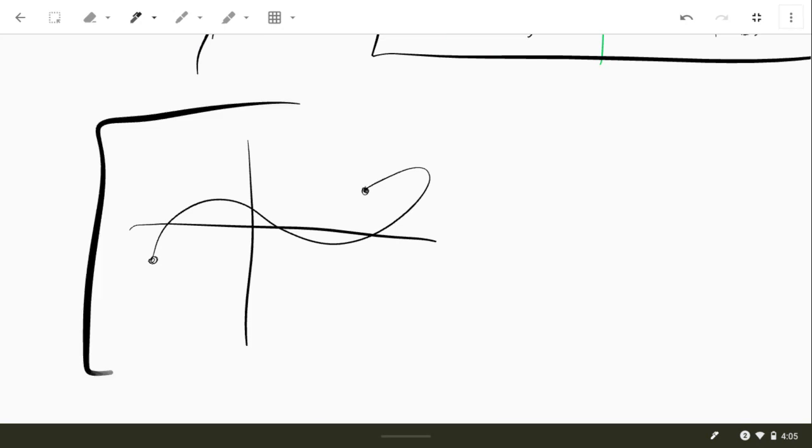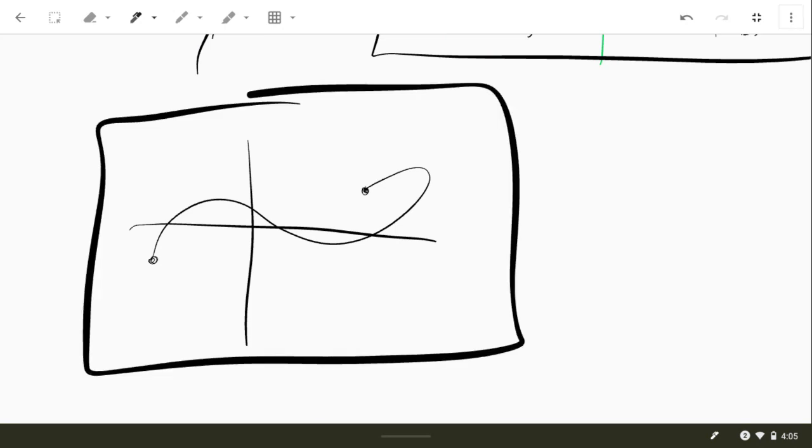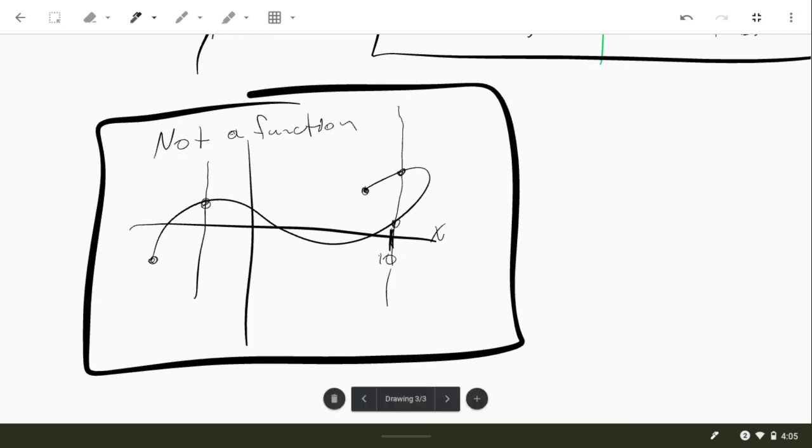This graph right here is not a function, and the reason why is because of this spot right here. I don't know what that is, maybe that might be 10 for x. But if you draw a vertical line and it crosses the graph more than once, all right, this one only crosses twice, but if there's any place on the graph where you can do that, that means that that graph is not a function.